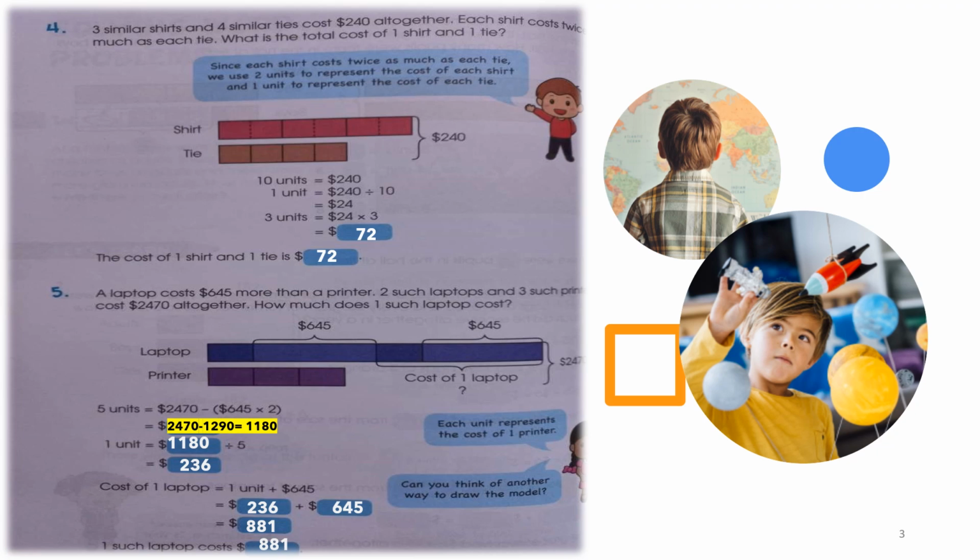Because we had the total cost including the laptop cost, but the laptop cost was $645 more than the cost of the printer. So once we subtracted that amount from the 2470, we get the cost for 5 printers, or the cost for the 5 units. Now we know that if one printer costs $236, then the laptop is $645 more than the cost of a printer. So by adding these two values, we get 881, which is the cost of one laptop.